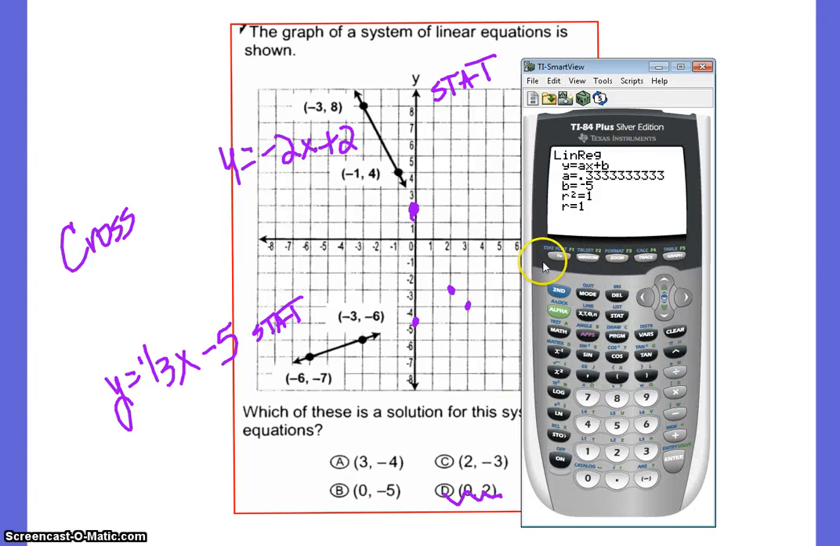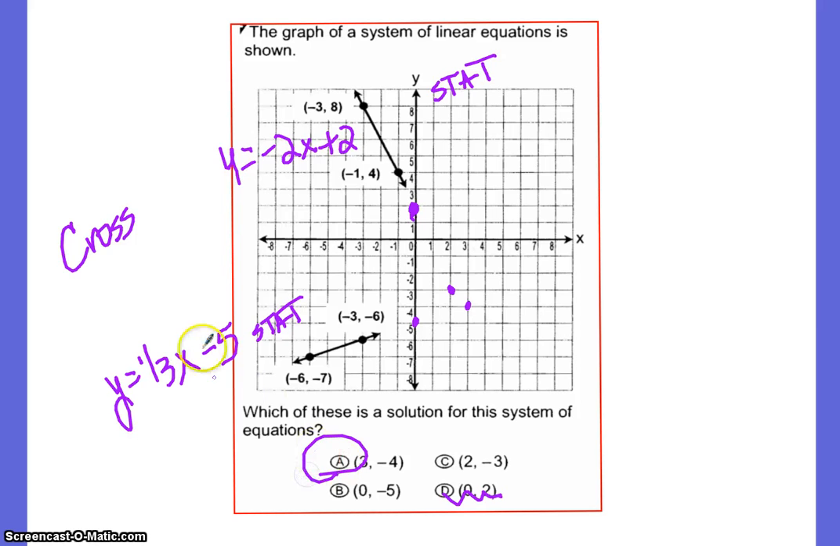You want to take these 2 equations and go in your calculator to y equal. So at y1, you're going to say -2x plus 2. And at y2, you're going to say 1/3 x, so 1 divided by 3x minus 5. When you have something at y1 and y2, you want to go second calc 5 for intersect. Let it draw. Enter, enter, enter. And 3, -4 is your solution. So your answer to this problem was 3, -4.